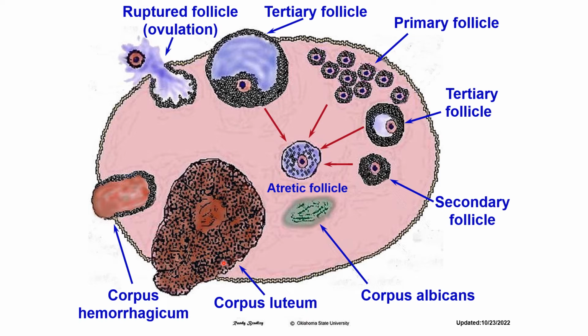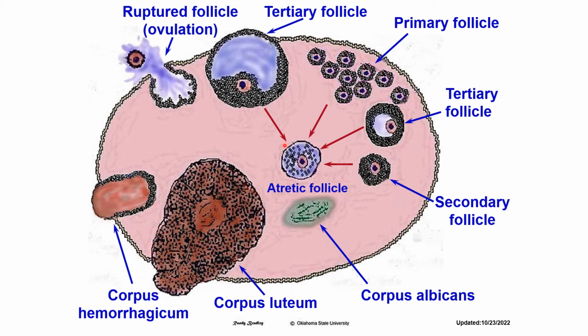So these arrows here, the red arrows, signify that not all of the follicles will develop into a mature follicle and become ovulated. So not all of the follicles will undergo ovulation or release an oocyte or mature ovum. So in this case, for example, the primary follicle, tertiary follicle, secondary follicle, and tertiary follicle, some of them will become atretic. So the follicles can be classified as normal or healthy, or as atretic. So these are atretic follicles.